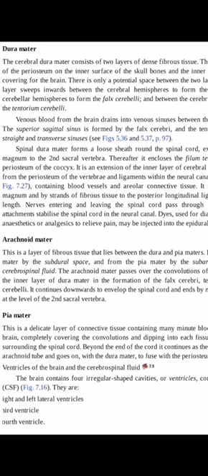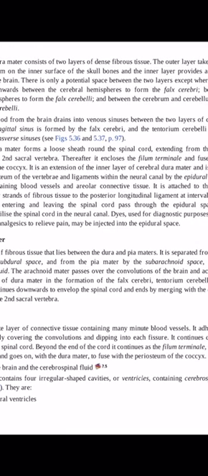Spinal dura mater forms a loose sheath around the spinal cord, and it is an extension of the cerebral dura mater. It encloses the spinal cord, and after that it also encloses the filum terminale and fuses with the coccyx.